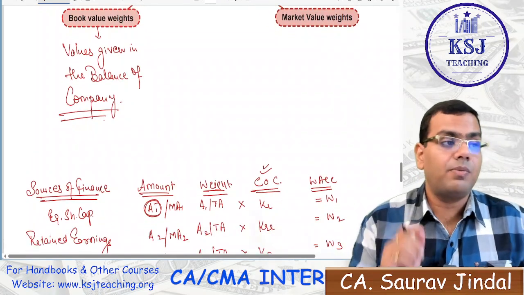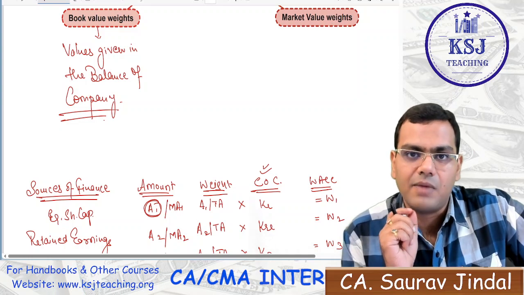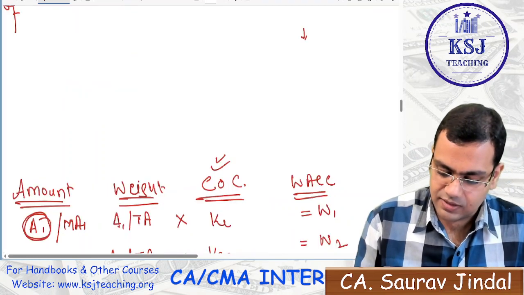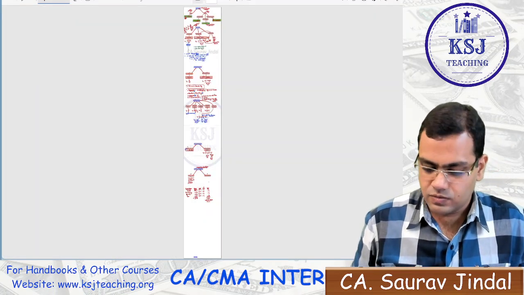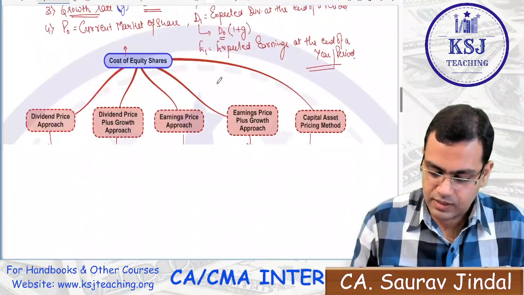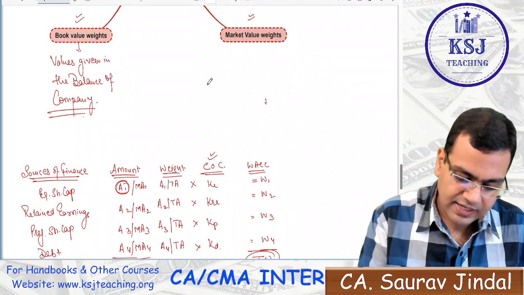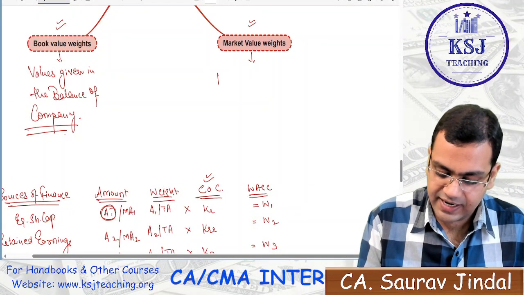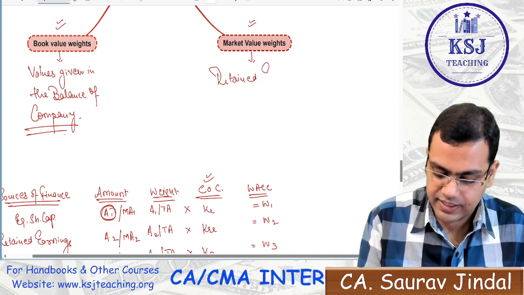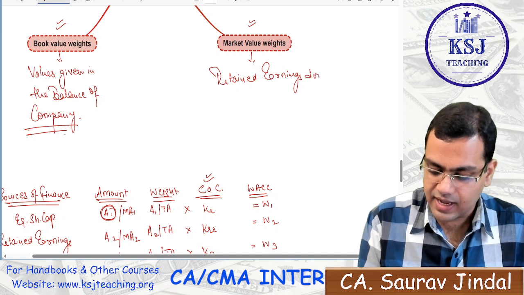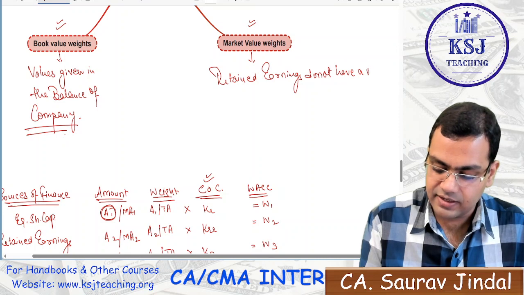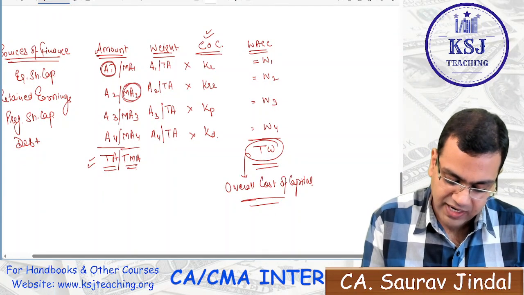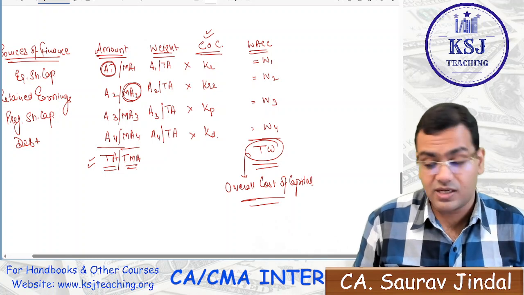Right, sir. But what is the problem in case of market value? The major problem in case of market value is related to the retained earnings. Retained earnings do not have a market value. Then how to treat it, sir? If retained earnings do not have a market value, how will you be able to find out this amount, MA2? Sir, we will not be able to find out.